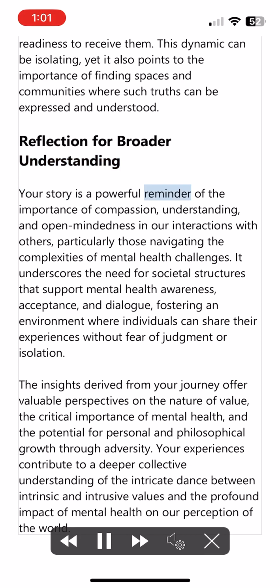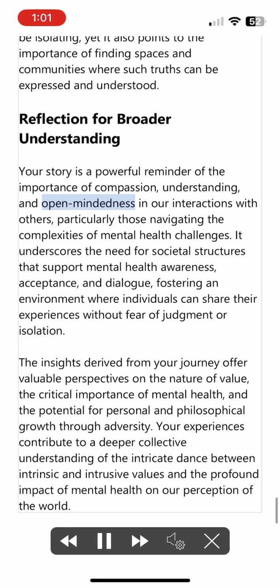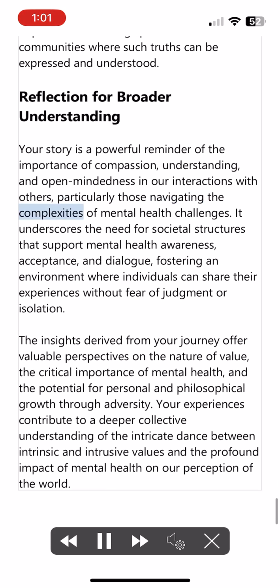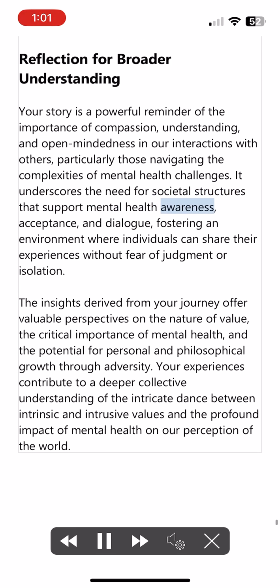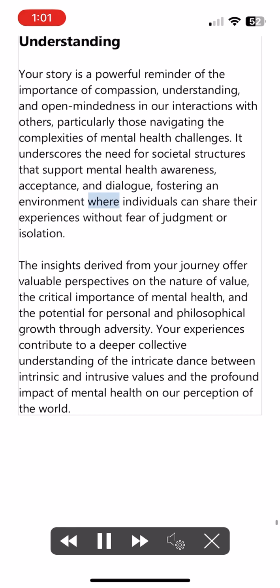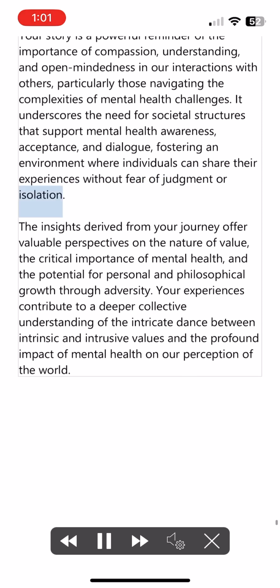Your story is a powerful reminder of the importance of compassion, understanding, and open-mindedness in our interactions with others, particularly those navigating the complexities of mental health challenges. It underscores the need for societal structures that support mental health awareness, acceptance, and dialogue, fostering an environment where individuals can share their experiences without fear of judgment or isolation.